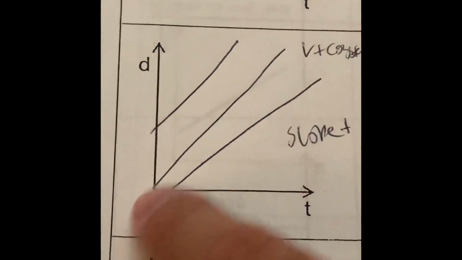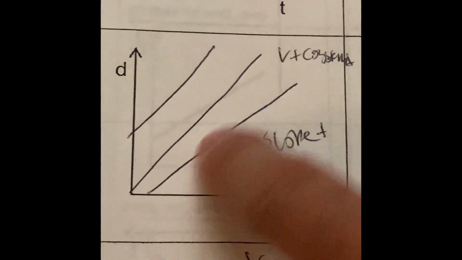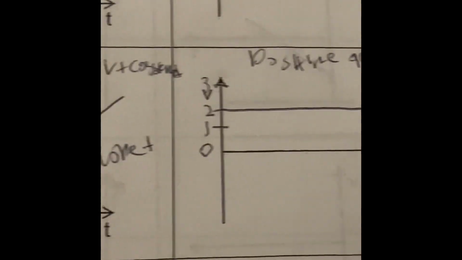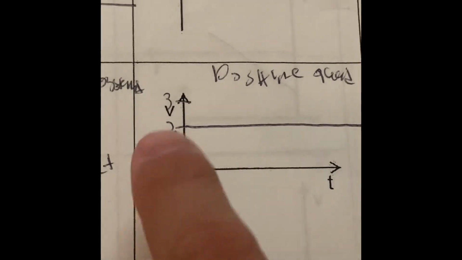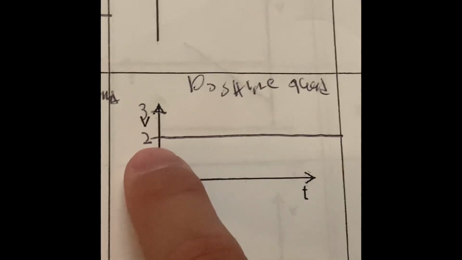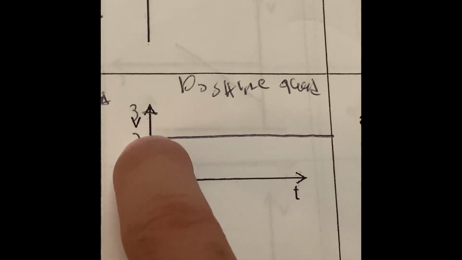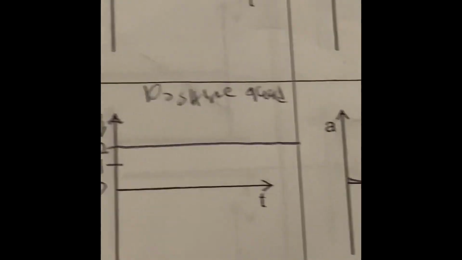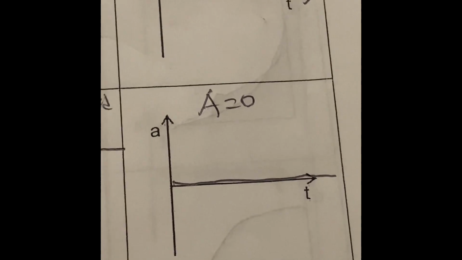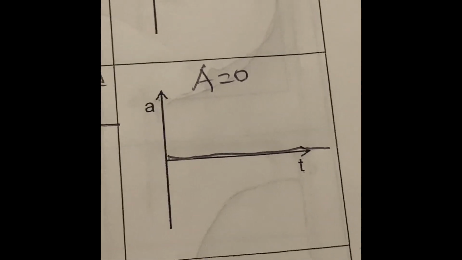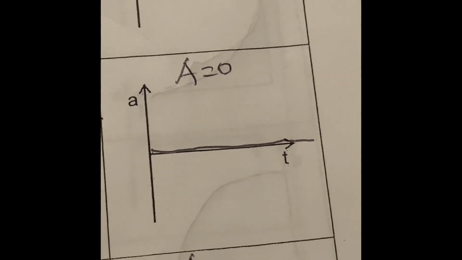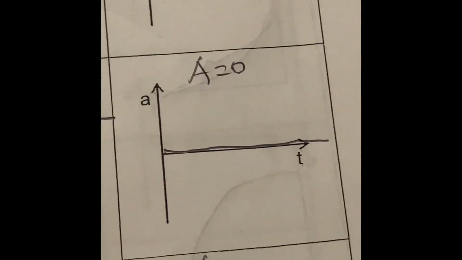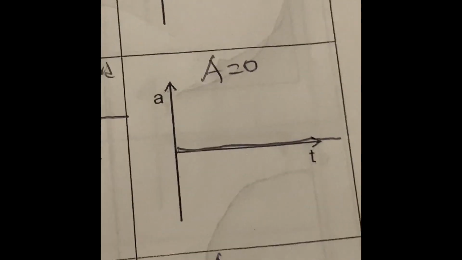But when we say we have a constant slope, or we have a straight line as a slope, that's going to tell us that we have a constant velocity. Let's say 2 meters per second. And that 2 is going to start here and go horizontal this way, because we're not changing the velocity. However, since we're not changing the velocity, we're not changing any kind of speed. Therefore, there's no acceleration.